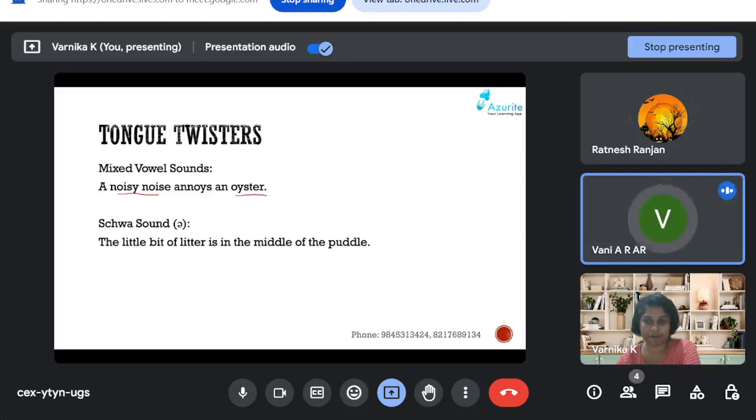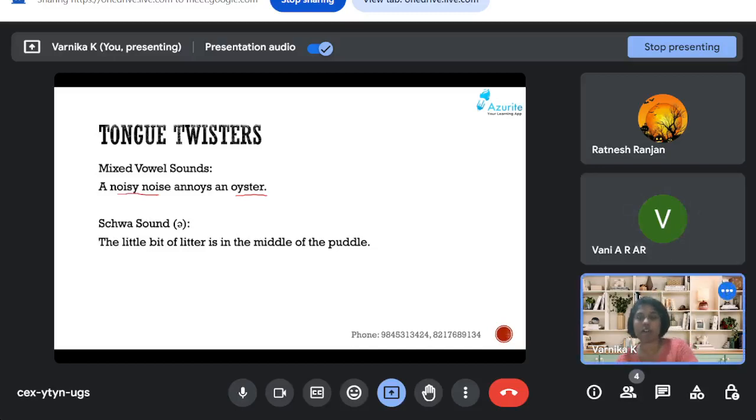The little bit of litter is in the middle of the puddle. Yes. One more time. The little bit of litter is in the middle of the puddle. Yes. Good. Ratnesh, next one.